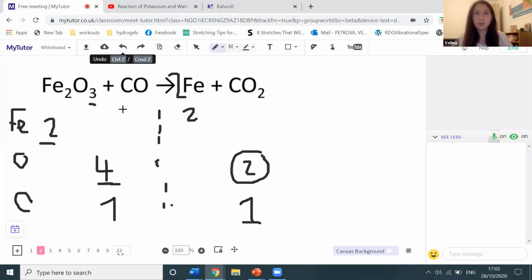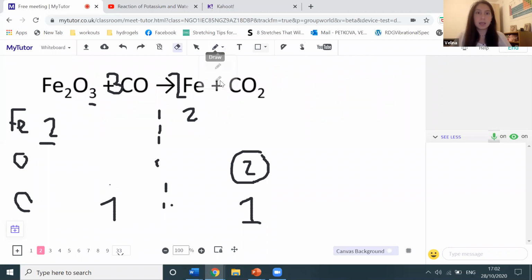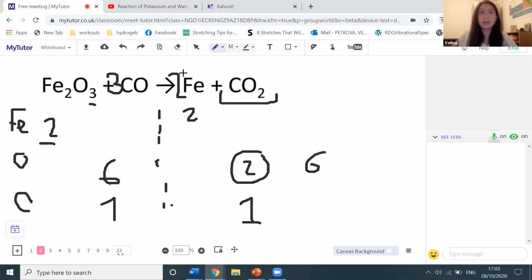So the best approach to do this one is to get an even number of oxygens on our left-hand side. So how can we do that? If we put a 3 in front of our carbon monoxide, how many oxygens are we going to get on our left-hand side? We're going to get 6. Okay, so how many oxygens would we need on the right-hand side? We'd also need 6. And if we multiply carbon dioxide by 3, we're going to get to 6 oxygens. So then we put a 3 in front of our carbon dioxide.